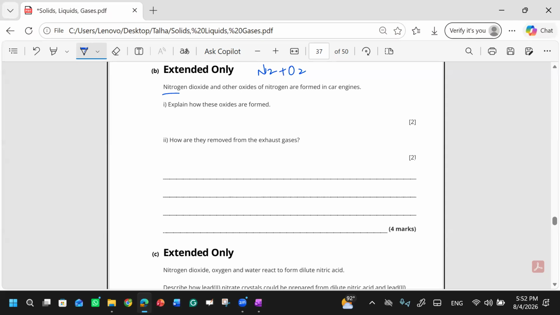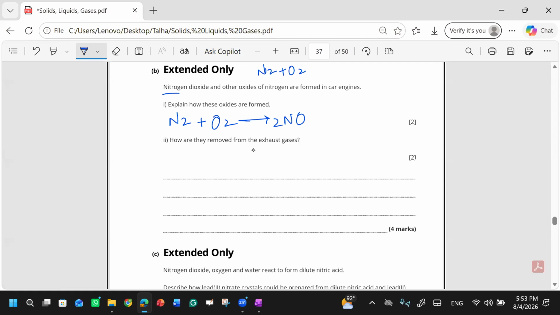The cars release these oxides of nitrogen, NO, because in the air there is nitrogen and oxygen is there. Oxygen is in the car engine. So the high temperature of the car engine causes nitrogen and oxygen to react and form the oxides. So this is because of the high temperatures within the car engine.